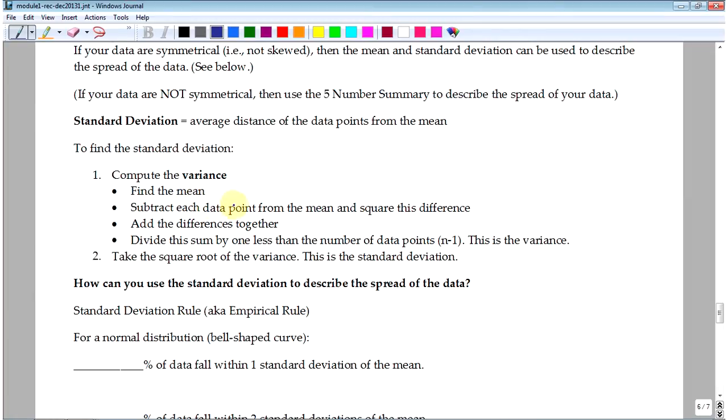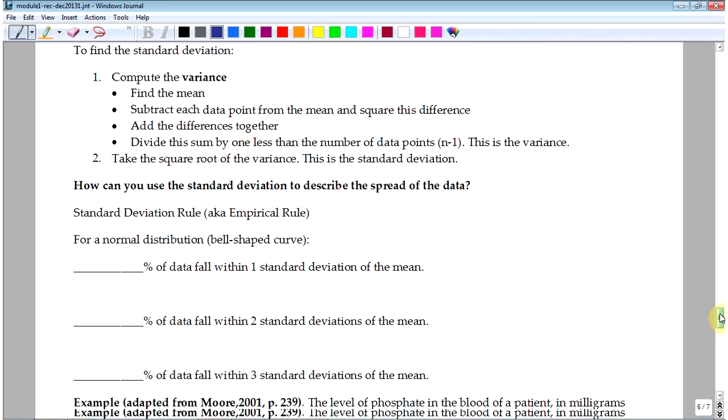Next, you subtract each data point from the mean, and then you square that difference. Third step, you add the differences together, and then you divide that number by 1 less than the number of data points. That value is the variance. To get the standard deviation, you take the square root of that number. Well, how can you use the standard deviation to describe the spread of data?